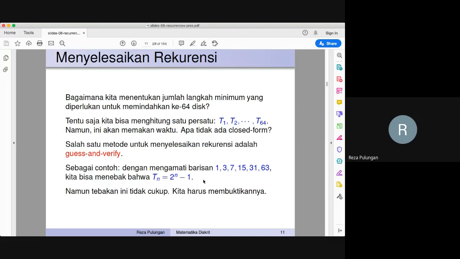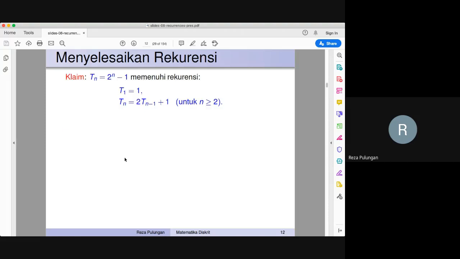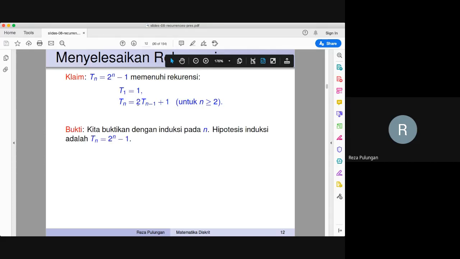Of course, guessing is not enough. Once you guess it, you have to verify it. How do you verify it? How do you prove it? Well, this is our claim, our guess: Tn is equal to 2 to the power of n minus 1. And we claim that this satisfies the recurrence. You can prove this by using induction.